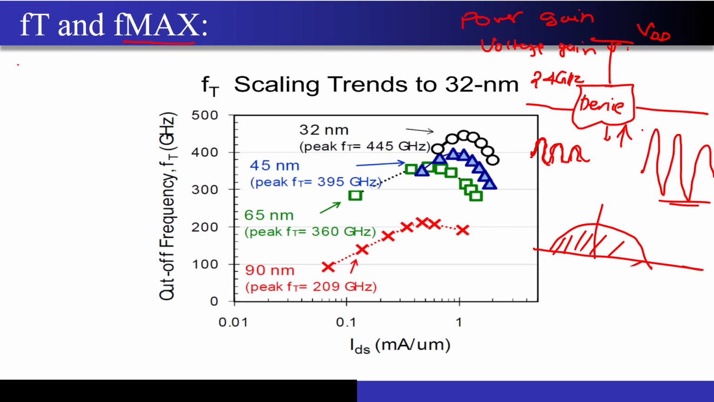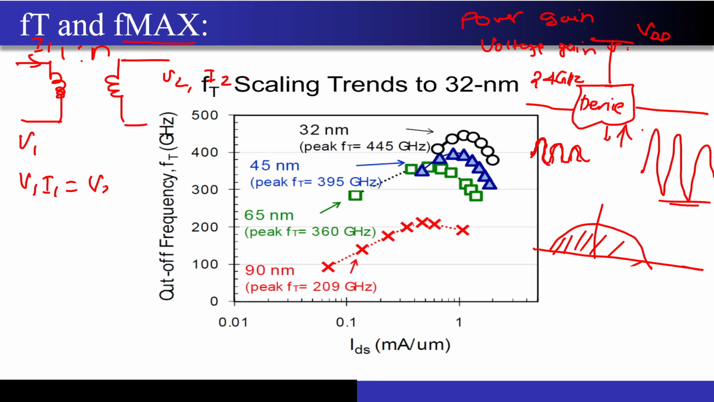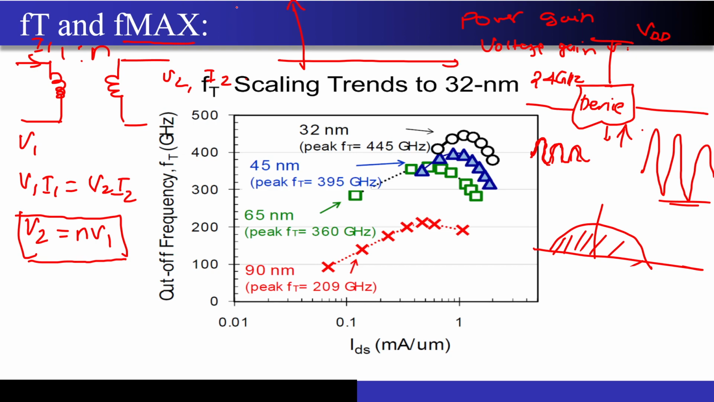So for example, if I take the transformer, let's say 1:n ratio, correct? You know that if this is V1 and this is I1, I have V2 and I2 over here. For this transformer, V1 into I1 has to be equal to V2 into I2, the power conservation principle. But V2 is nothing but N times V1. I got a voltage gain from the transformer also, correct? But can the transformer give me a power gain? Absolutely no.